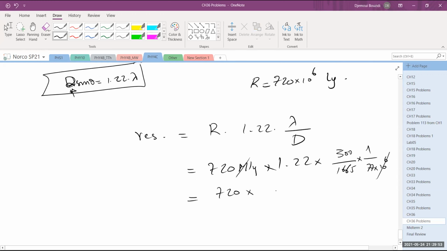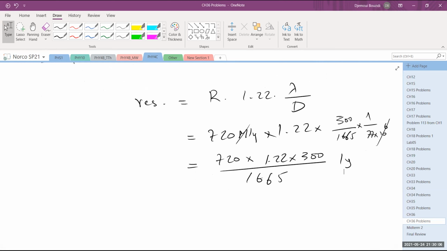720 times 1.22 times 300 divided by 1,665, and the answer is going to be in light years. So this is how good this telescope is, how it's going to resolve these things. Let me do the math in here on this calculator. So I have 720 times 1.22 times 300 divided by 1,665, and the answer is 92 light years. So the resolution of this device is 92 light years.